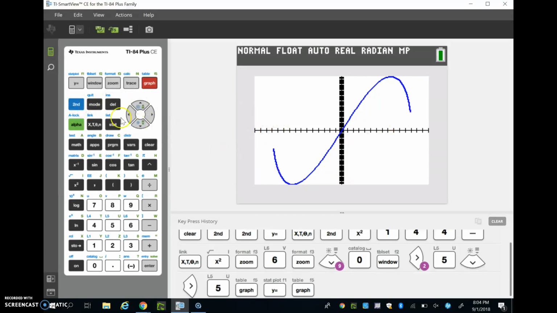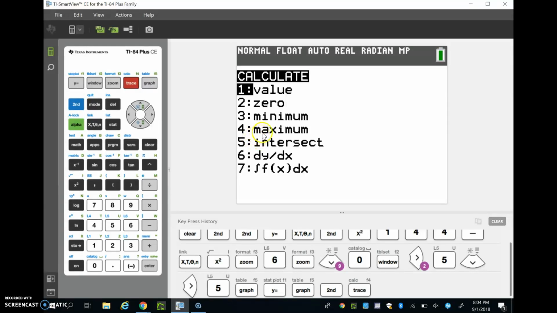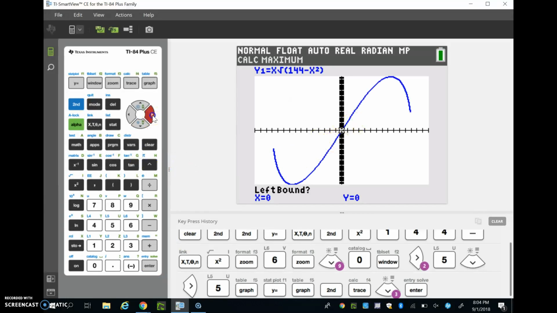So this is what you need to do. Let's do the increasing first. We see the change of direction from down here to here, so from this point all the way up here is where it's increasing. So we're going to hit second trace and go to maximum. I'm going to take this cursor, and it says left bound. Here's my vertex, and I'm going to go to the left of it. It does not matter where; you can stop here, here, here. Hit enter.